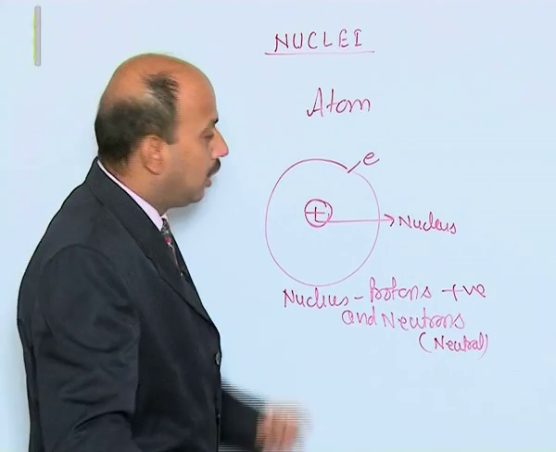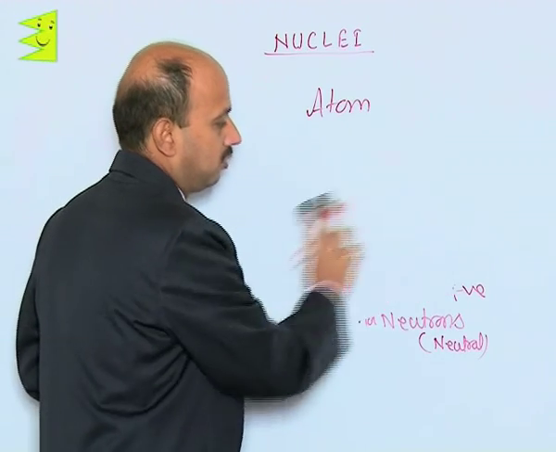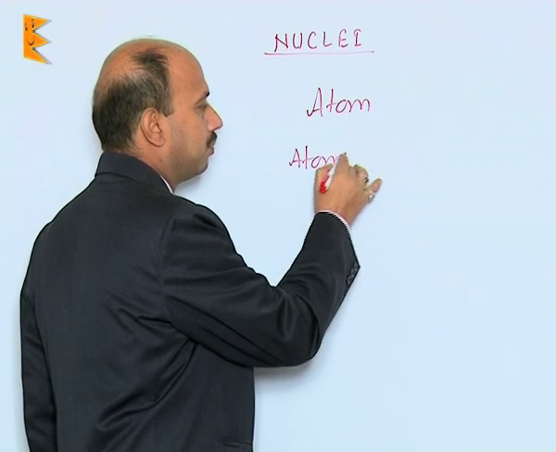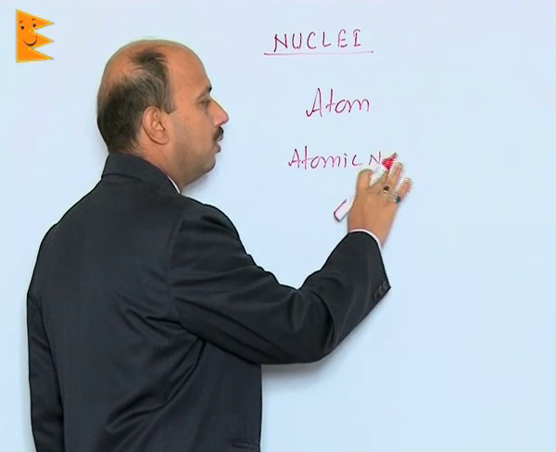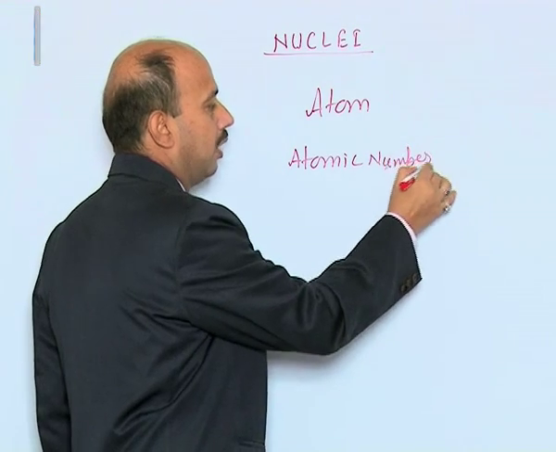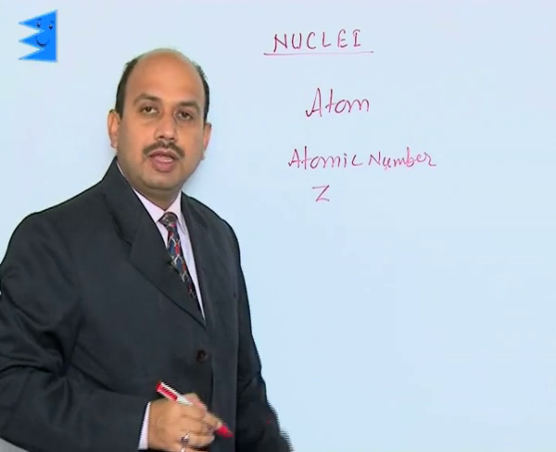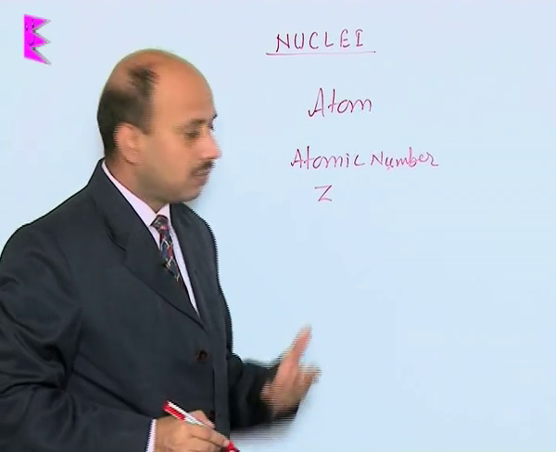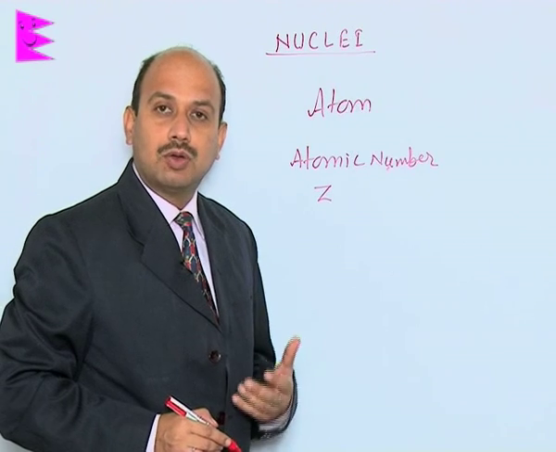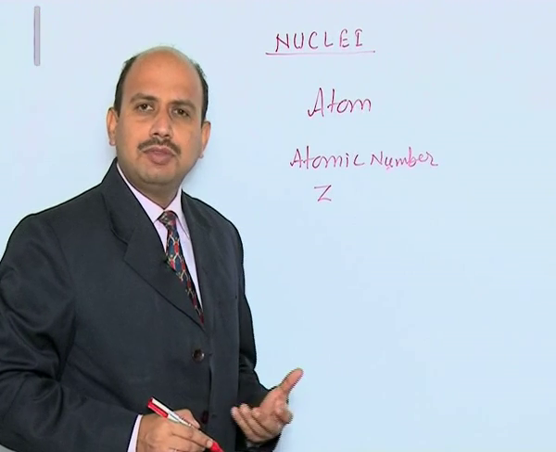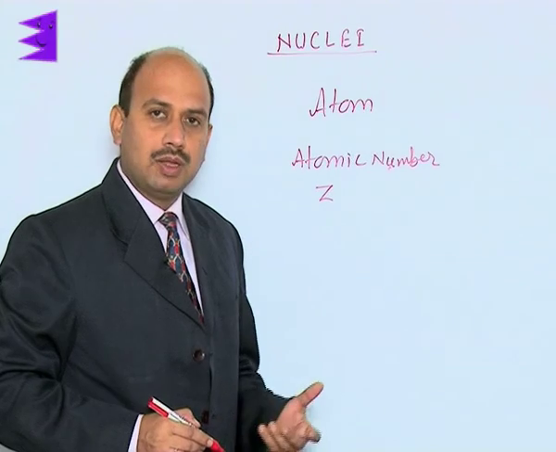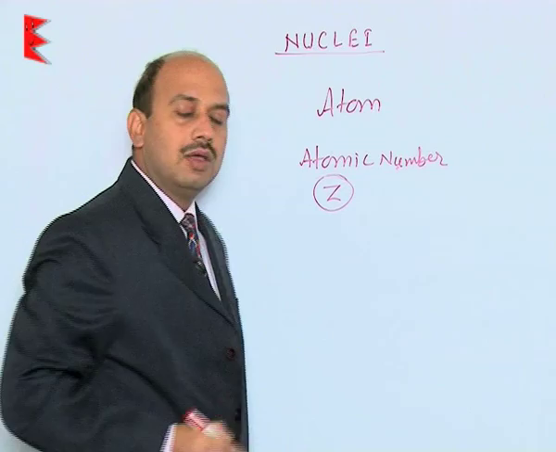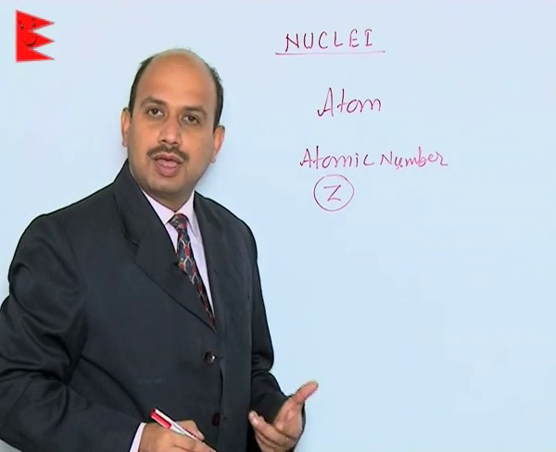So, there is some terminology here before just starting the chapter in detail. First one is called atomic number. Atomic number is represented by Z. It is equal to the number of protons present in the atom, which is equal to the number of electrons present in the atom. Any atom is electrically neutral because it contains an equal number of electrons and protons. So, atomic number is represented by Z, and it is equal to the number of protons in an atom.